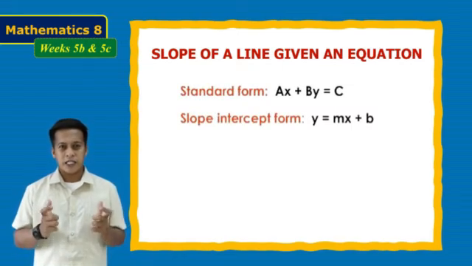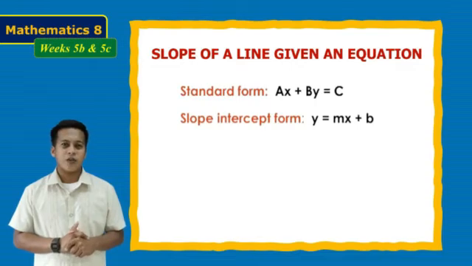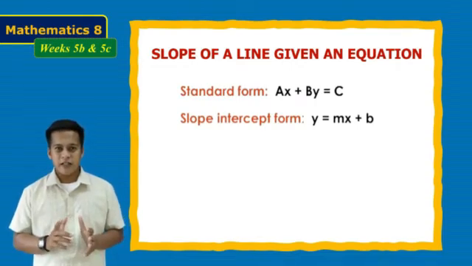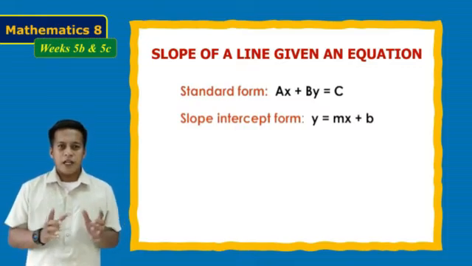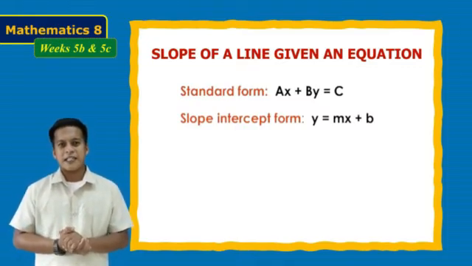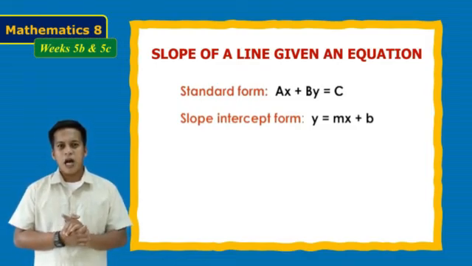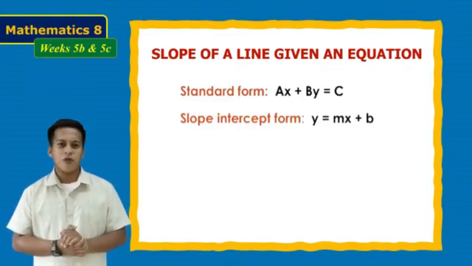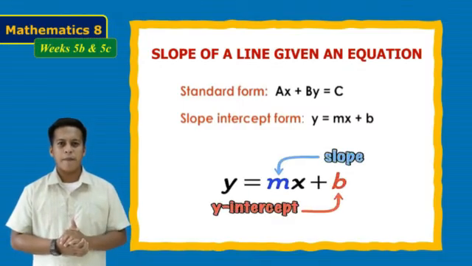How about if the given is an equation? How do we find its slope? Remember the two forms in writing the equation of a line: the standard form and the slope-intercept form. If the linear equation is written in the standard form, we have to transform it into slope-intercept form. However, if it is already in slope-intercept form, the coefficient of x is the value of slope m.